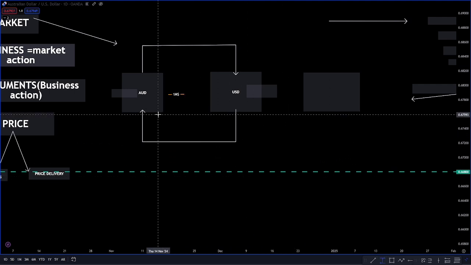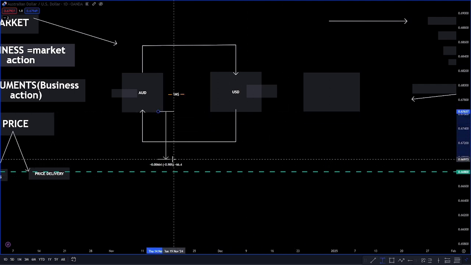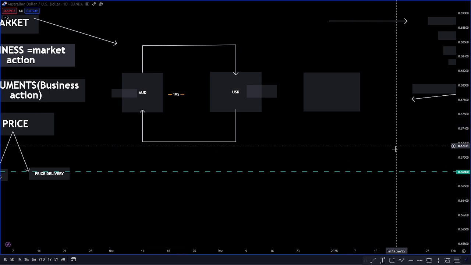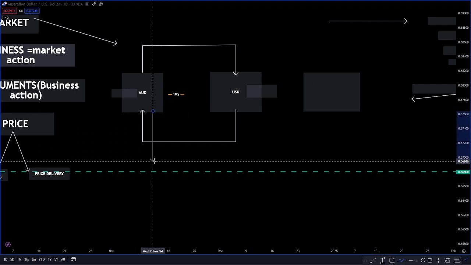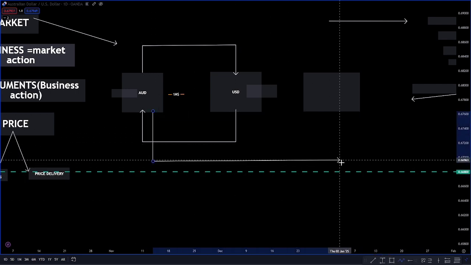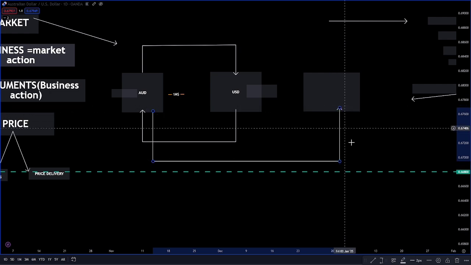So AUD is being sold. Because remember, we are in the exchange market, so anything can be exchanged for anything. It's not limited by anything. So AUD was actually exchanged, was actually sold off for EUR.